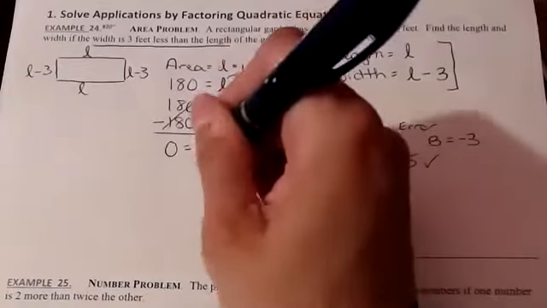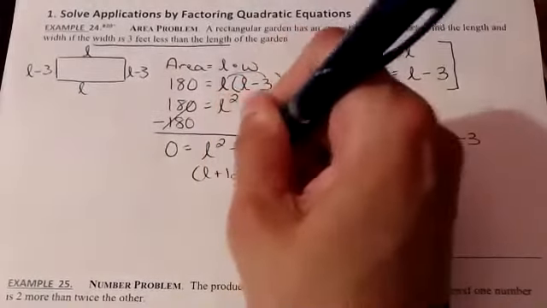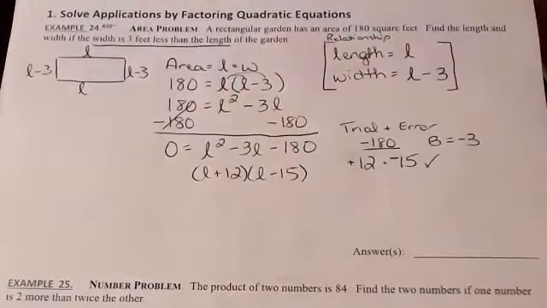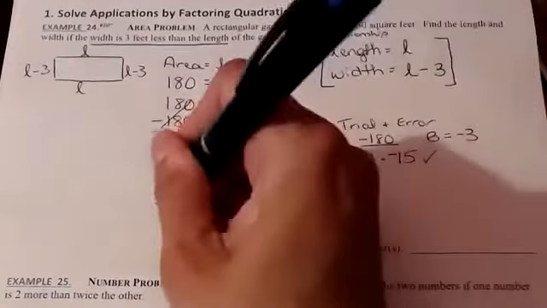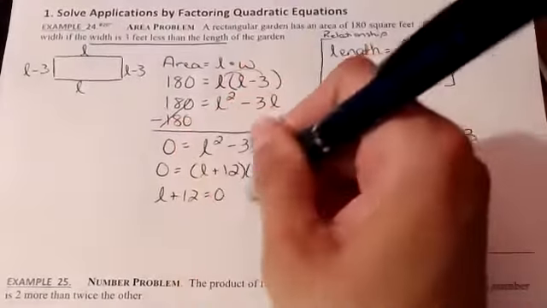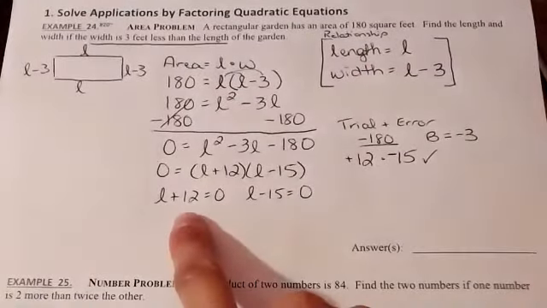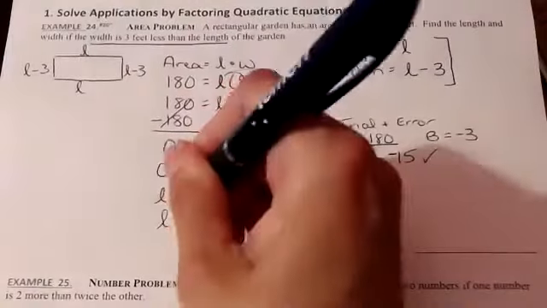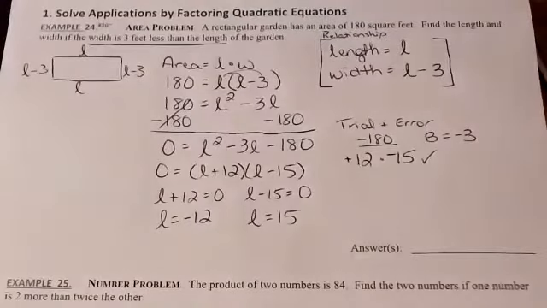Because we have trial and error, I'm simply going to go ahead and write my factored form. So that is L plus 12 and then L minus 15. And then our last step is to solve. Every factor containing a variable gets set equal to 0. So L plus 12 is equal to 0 and L minus 15 is equal to 0. When we solve the first one, we find that L is equal to negative 12. When we solve the second one, we find that L is equal to 15.